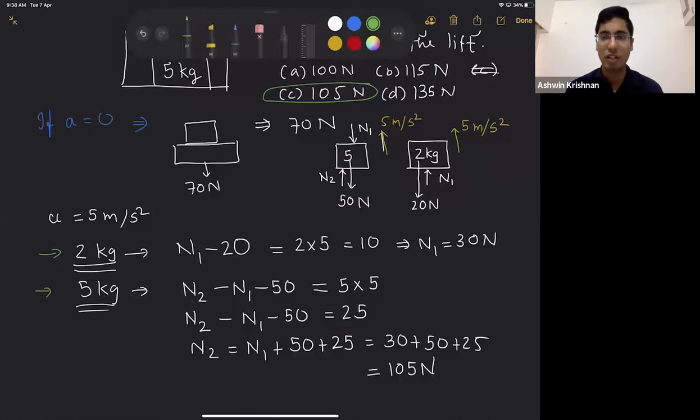All right. So this is basically how these forces act. Let me give you one more lift problem.